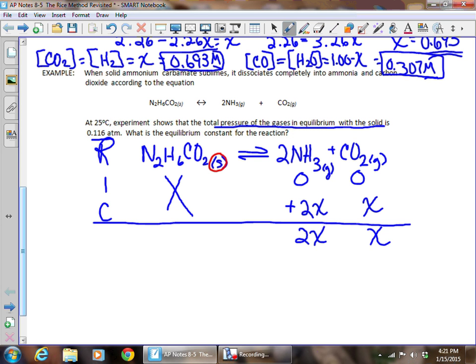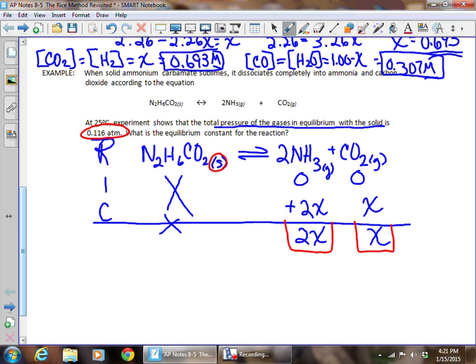Okay, and again, we don't care what the ammonium carbamate is. So, okay, what does that do for us? We've got this 2x and this x, and we have what other value? Well, the only other value we know is that the total pressure of the gases is 0.116 atmospheres. What's the only thing we know about our two gases? That they are related to each other in these terms.